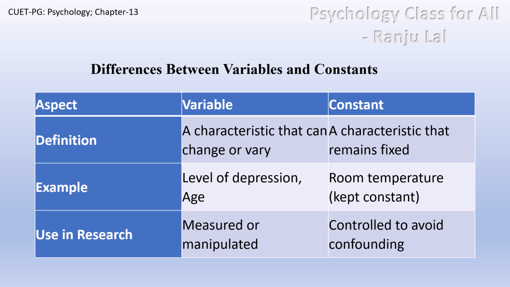Whereas constants are unchanging conditions that are kept stable to reduce bias, and constants are essential to maintain study integrity. For example, it can be said that all participants were tested at 10 a.m. to eliminate circadian influences. We can conclude it like this.